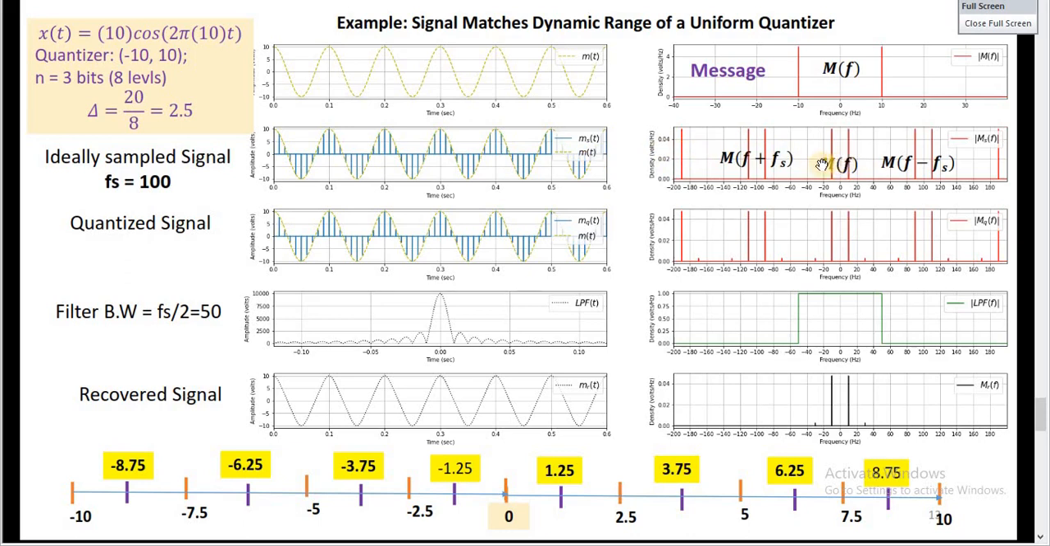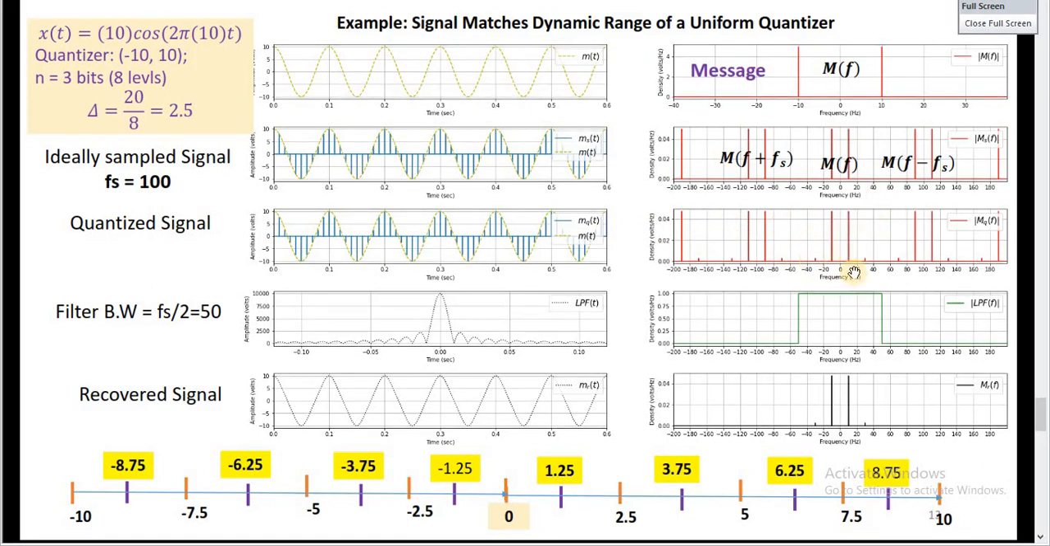So we have one component at zero, and we have another shifted component at the sampling frequency Fs, which is 100. So we have these two spectral lines, and then around minus 100 we also have these two spectral lines, and so on at multiples of 100. So this is the spectrum of the ideally sampled signal. Next, we plot the quantized signal. This is our quantized signal in the time domain, and this is the Fourier transform of the quantized signal.